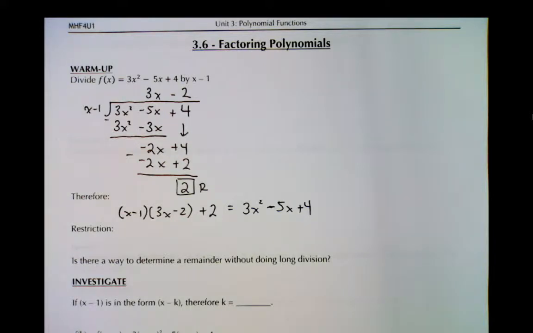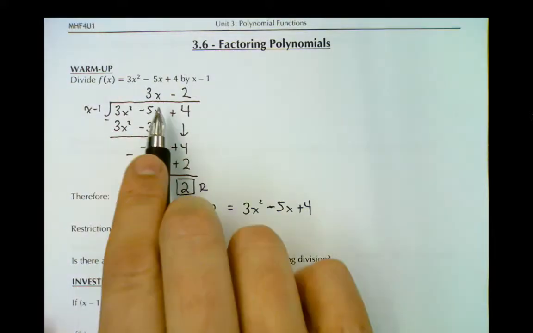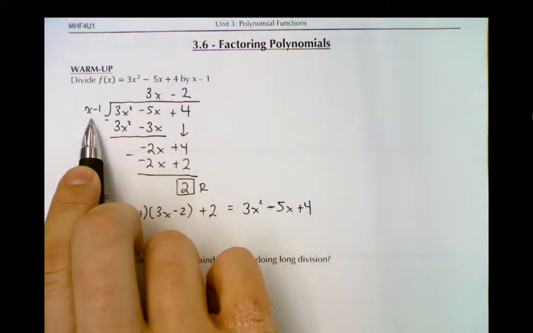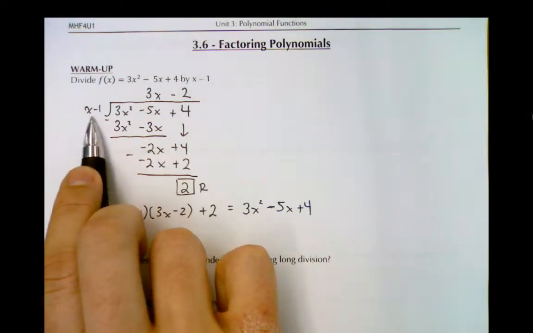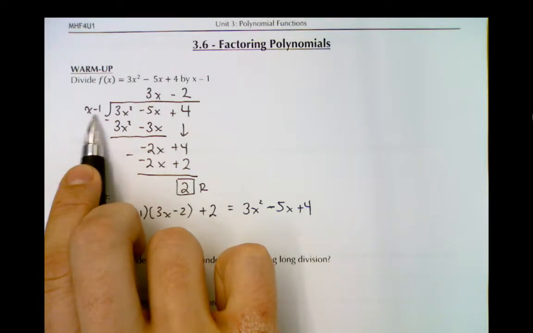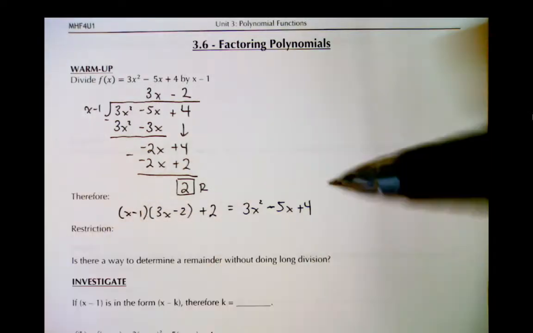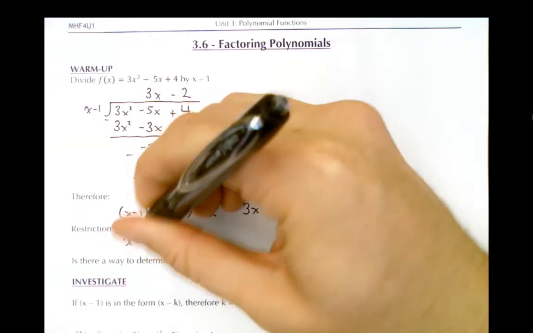And there is a restriction on this. Since we're taking a polynomial and dividing by x minus 1, we know we can't divide by 0, and the number that would make x minus 1 equal 0 is 1 for x. 1 minus 1 would be 0. And since we can't divide by 0, we would have to say that x cannot equal 1.